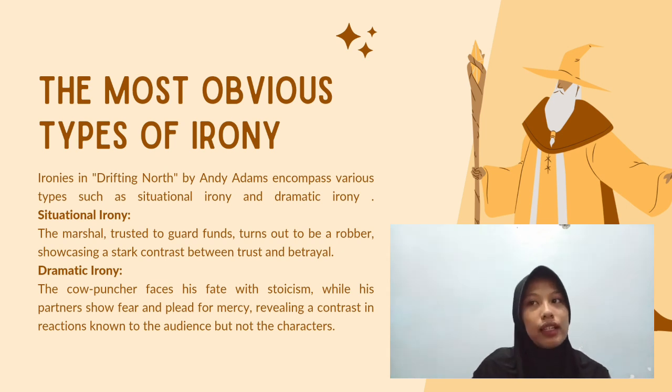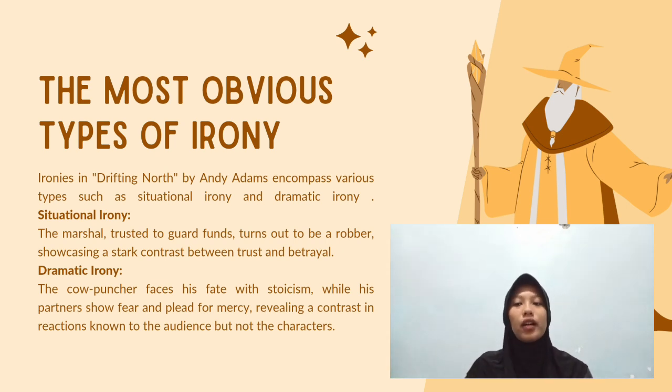For example, the situational irony: the marshal trusted to guard funds turns out to be a robber, showcasing a stark contrast between trust and betrayal. And the dramatic irony: the cowpuncher faced his fate with stoicism, while his partner showed fear and pleaded for mercy, revealing a contrast in reaction that is noted by the audience but not the characters.